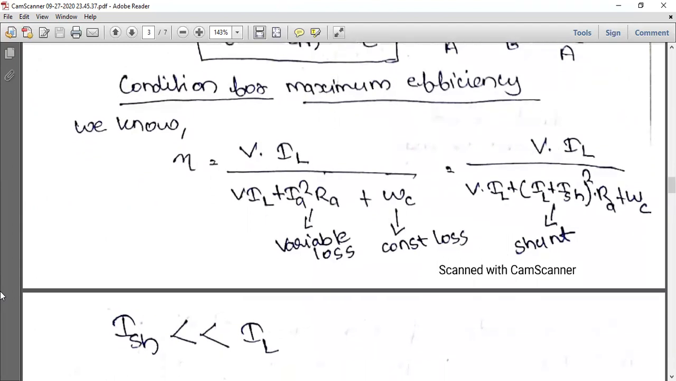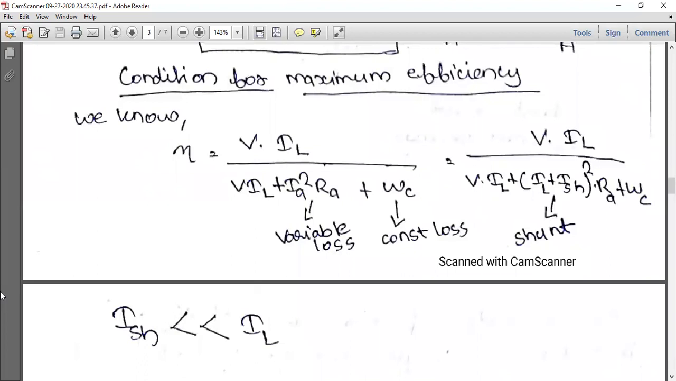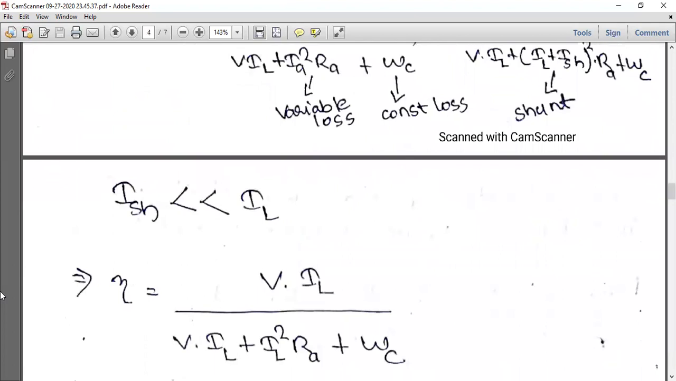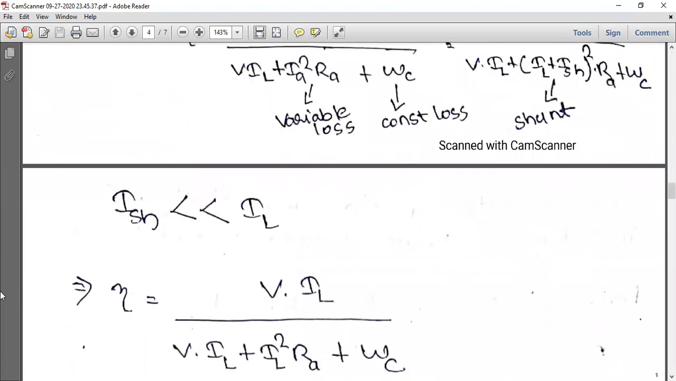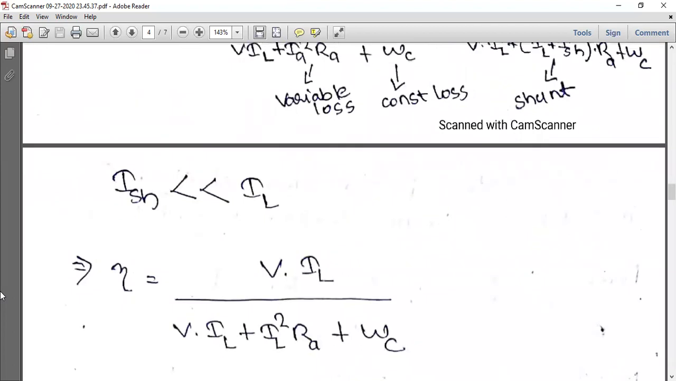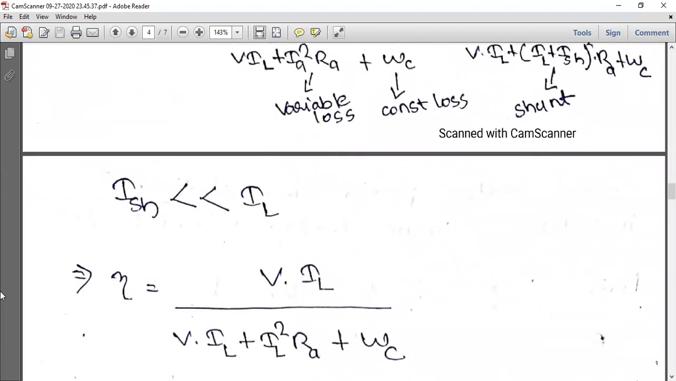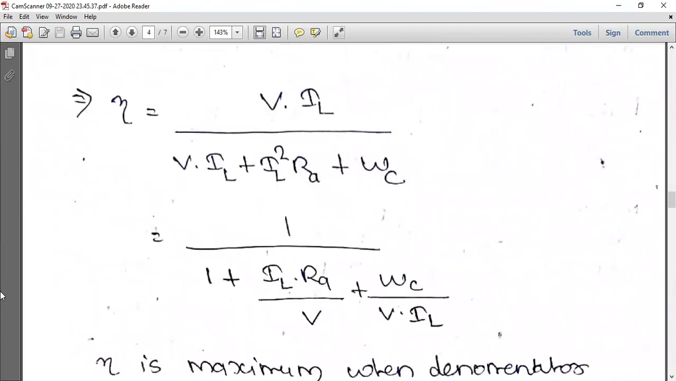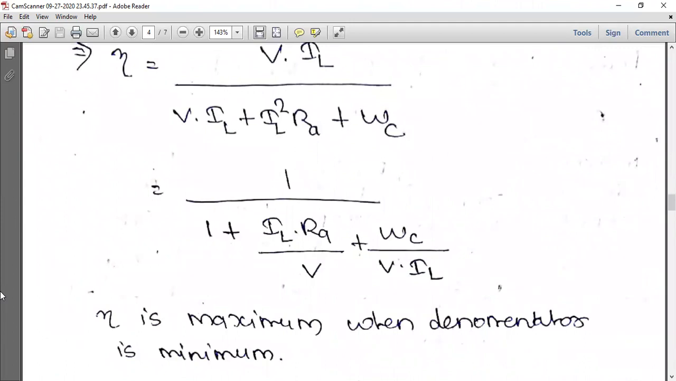We know that the shunt current is very small as compared to IL. We have seen that in many problems we discussed, so we shall neglect it. So we get efficiency is equal to V into IL by V into IL plus IL square into RA plus WC. Taking V into IL as common, we get 1 by 1 plus IL into RA by V plus WC by V into IL.